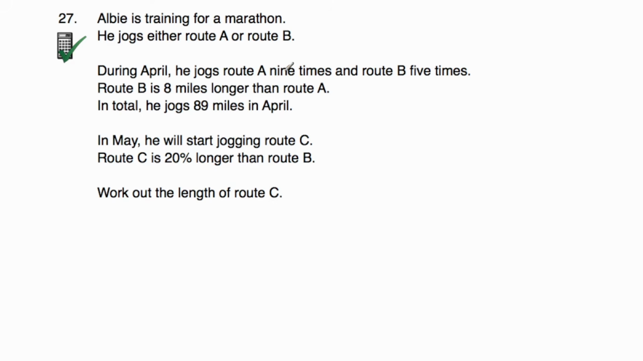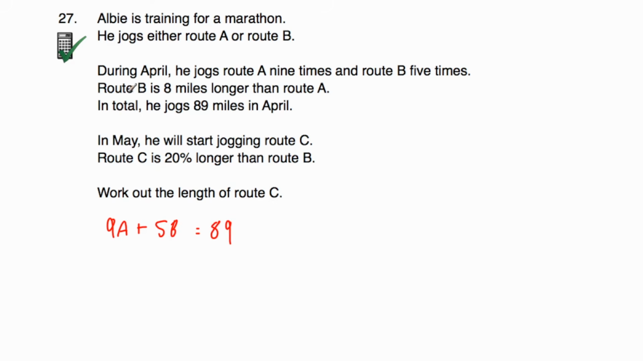He does route A 9 times, so that's going to be 9A, and he does route B 5 times, and in total it's 89 miles. So if we add 5B, that's going to be equal to 89. So we've got an equation there. 9A plus 5B is equal to 89.